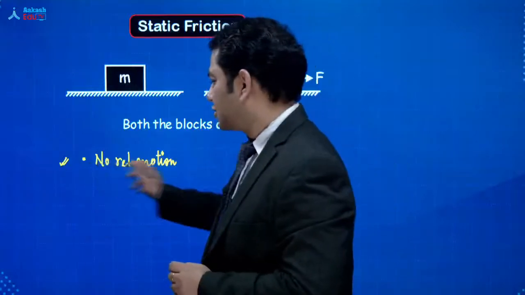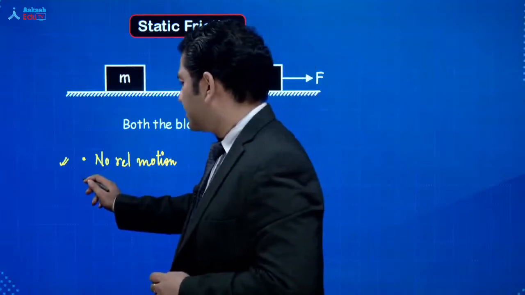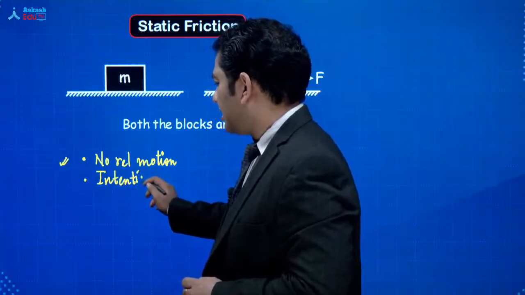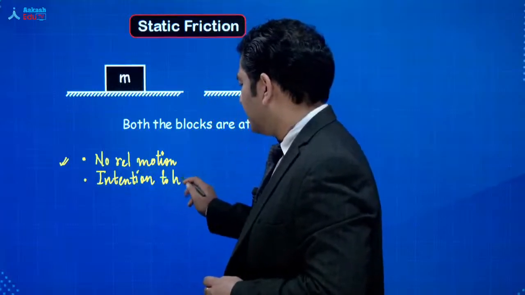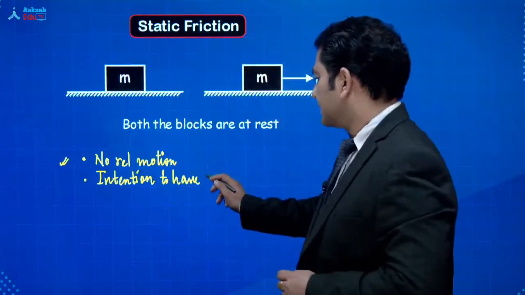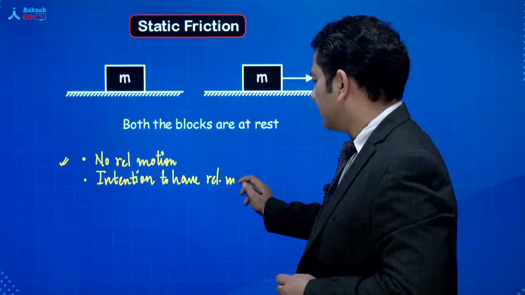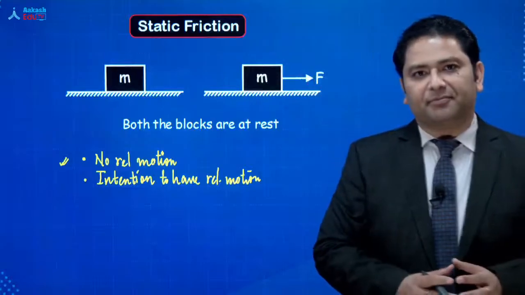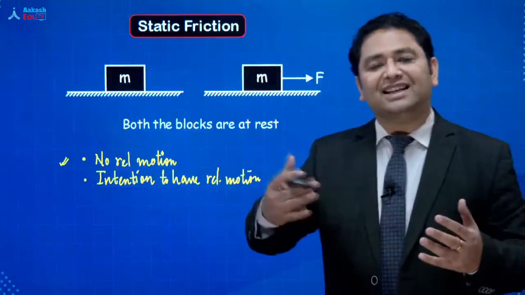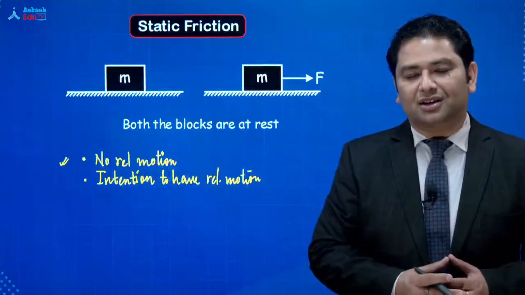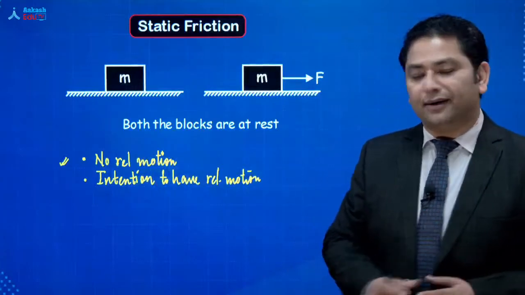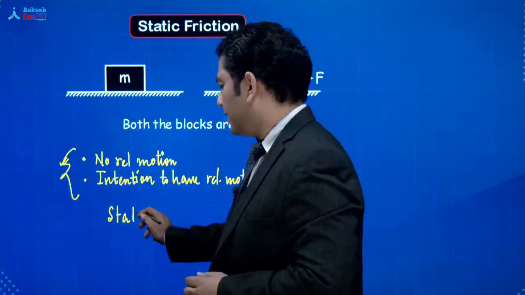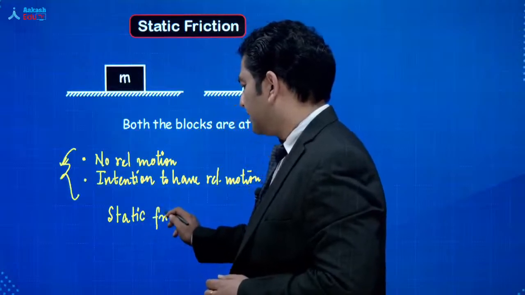पहली चीज, there should be no relative motion. दूसरी चीज, there should be intention, mansa, intention to have relative motion. So that's the second point. Let me write relative motion. यानी relative motion नहीं है, ये बात तो समझ आ गई. But there should be an intention to begin the relative motion. अगर ये दो properties satisfied है, then you can 100% say that is the correct environment to have static friction.